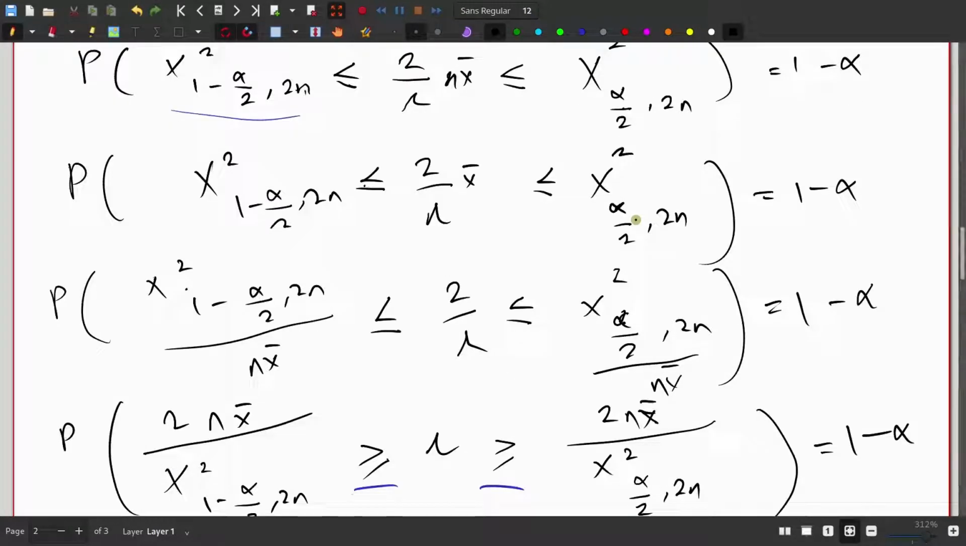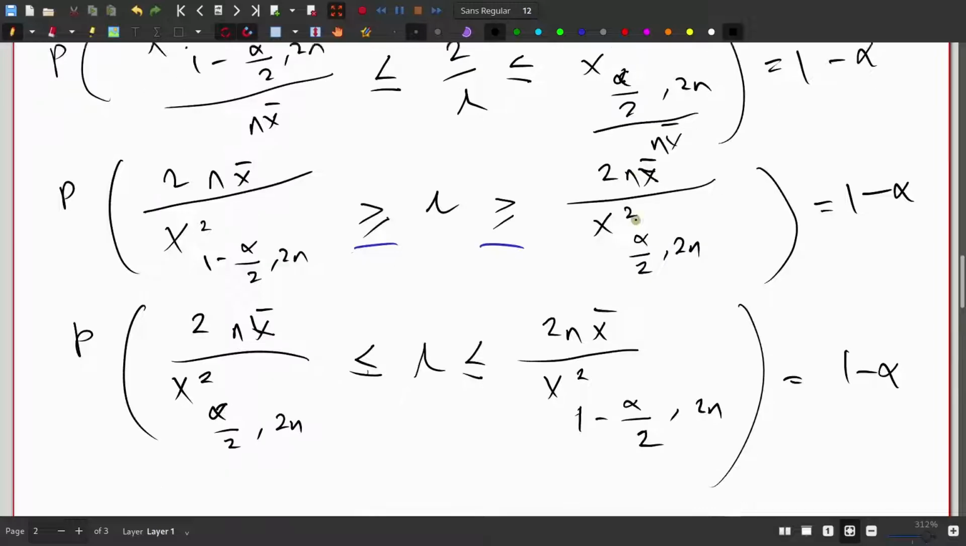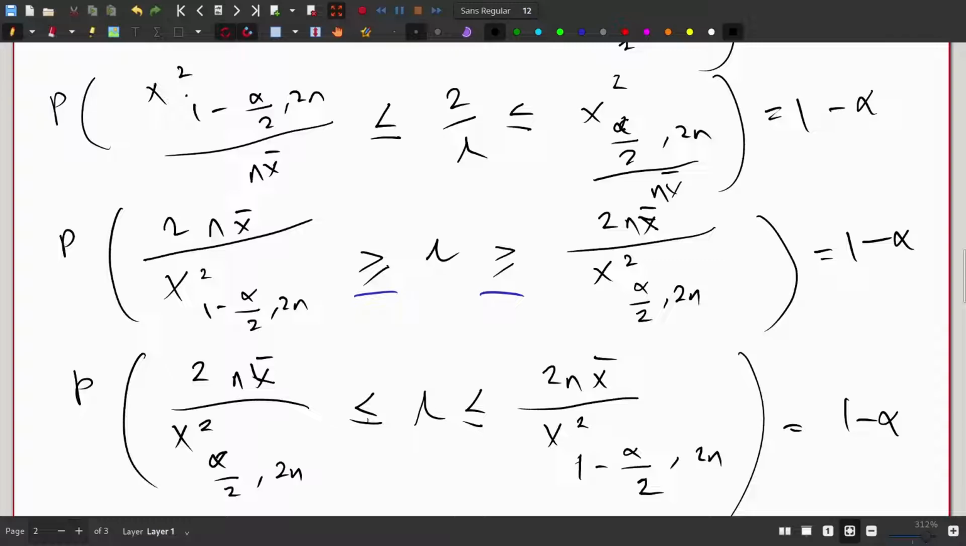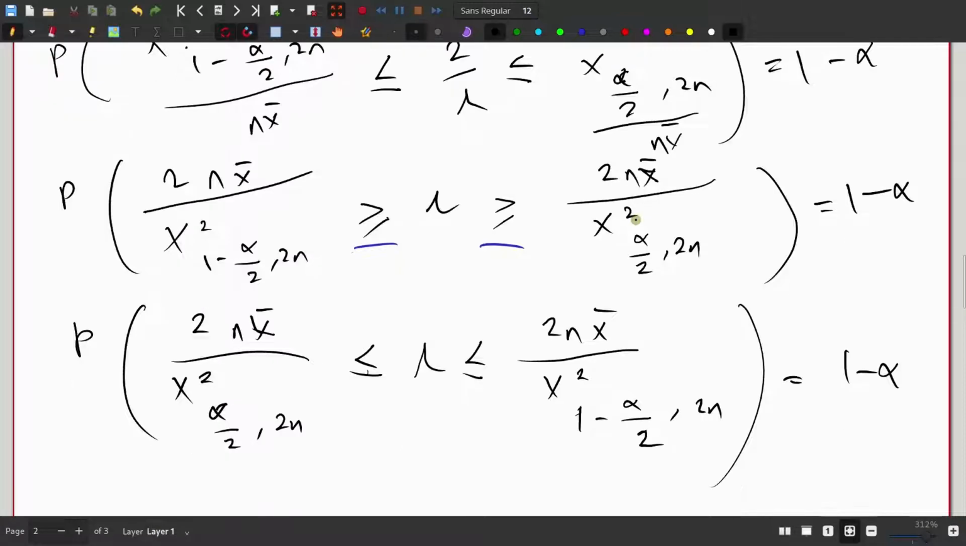Once we go through all that, we will be able to end up with an expression like this. Just make sure that when you invert, you are flipping the direction of the comparison symbol so that you will end up with a valid result after this.